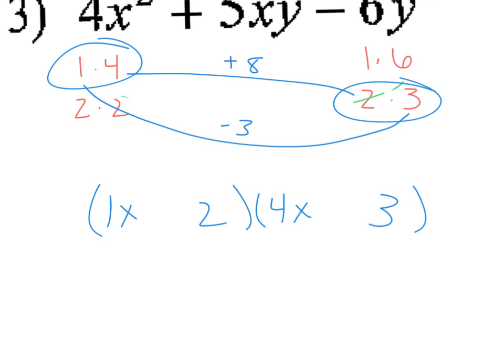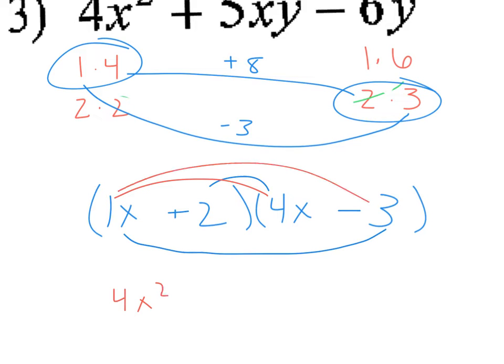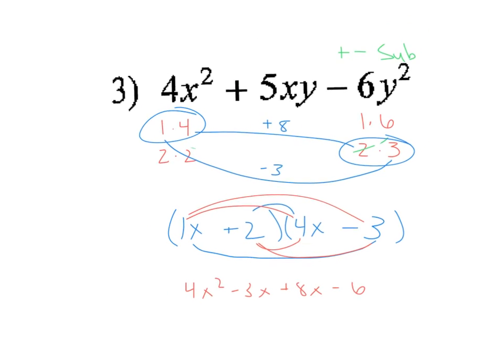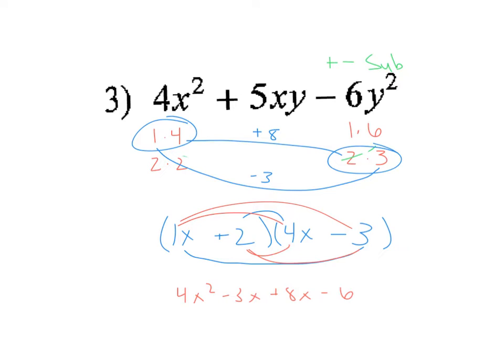Now, keeping in mind your inside, outside, here's my outside. So we know that that needs to be a negative 3. And then on my insides here, I want a positive 8. Again, worst comes to worst, double check it. If your signs are wrong or things aren't quite right, then you can fix it. So we got 4x squared minus 3x plus 8x minus 6. Oh, and you know what? By checking it, guess what I found out?